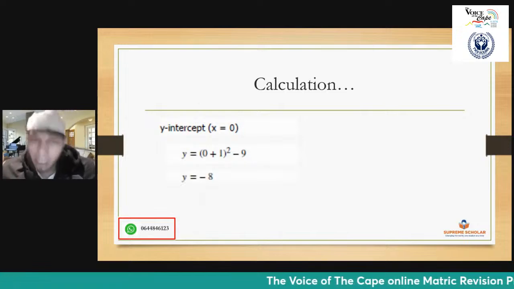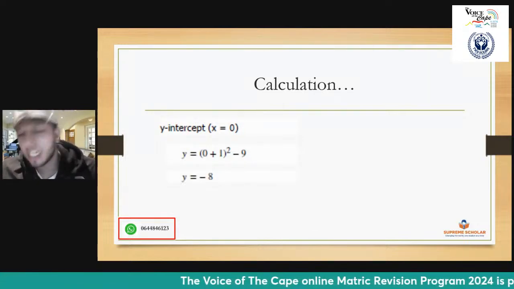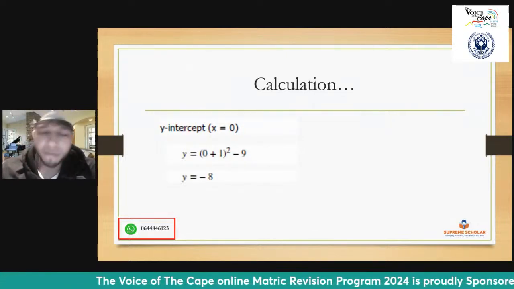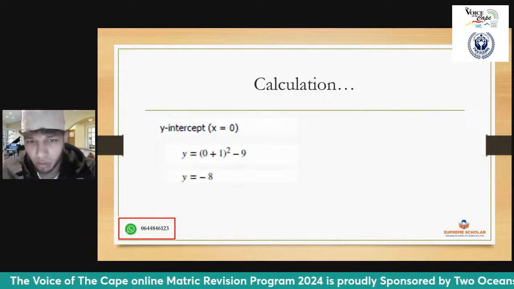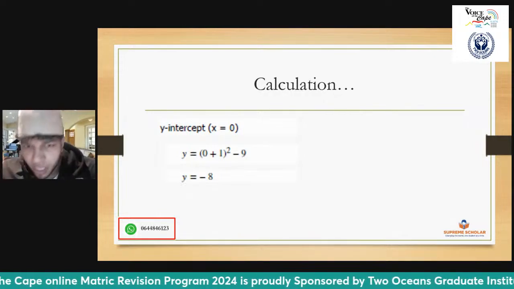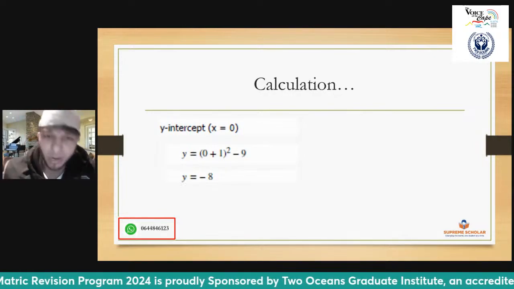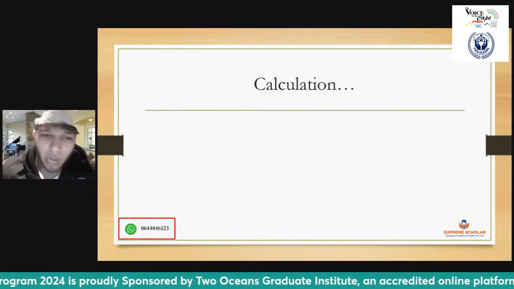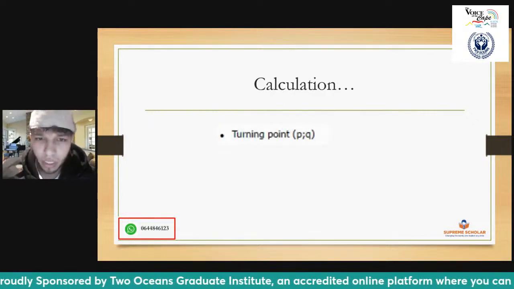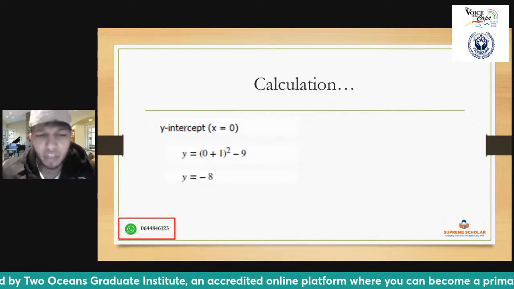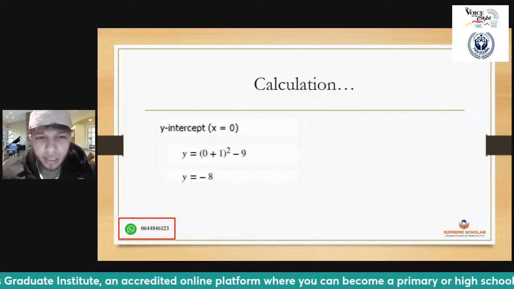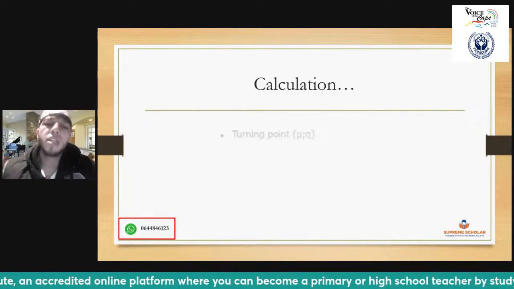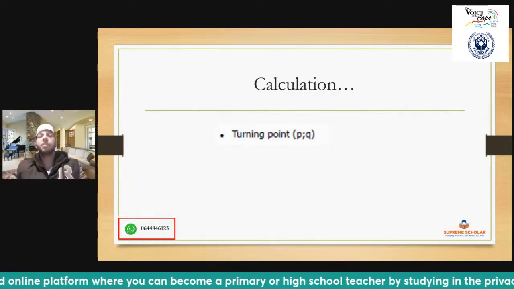Now, this will be 0 and negative 8. Because remember, you made x equal to 0 for the y-intercept. And for the x-intercept, you make y equal to 0. That is why we have the actual x value and a 0. All right? And for the y-intercept, you have a 0 and a y value. Now, yeah, that's basically our second step. Third step is the turning point.